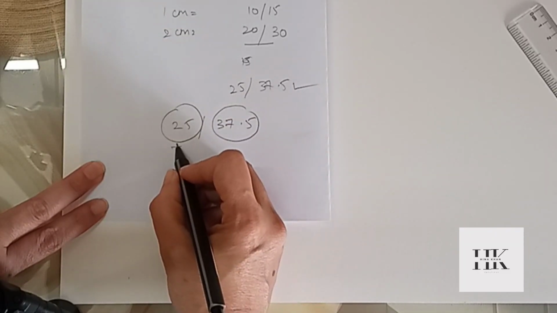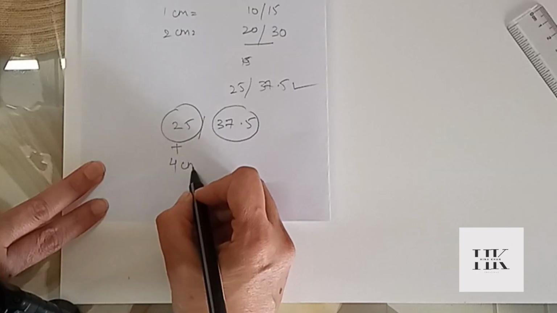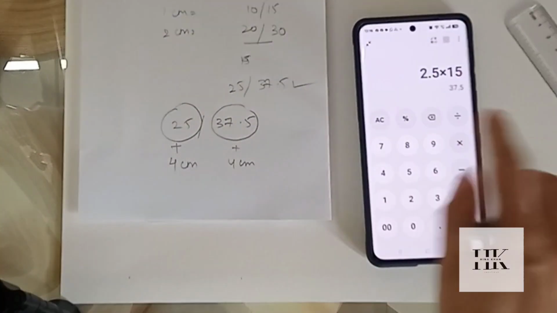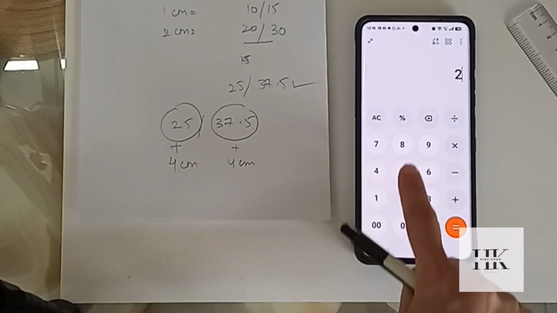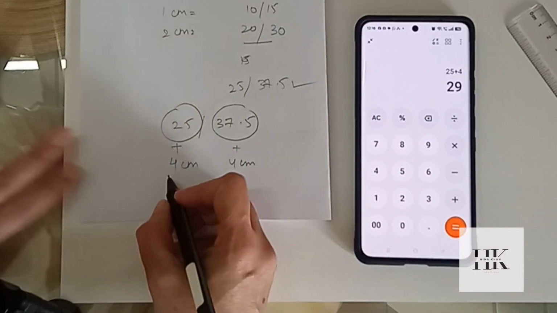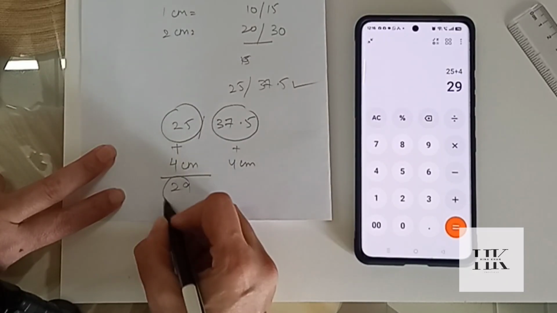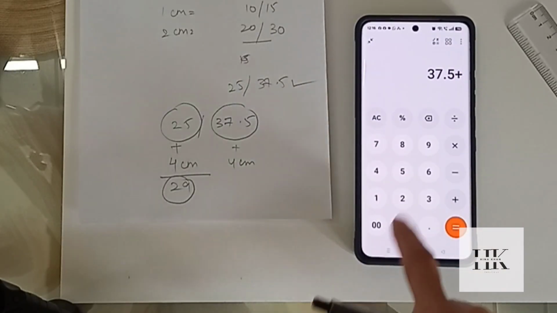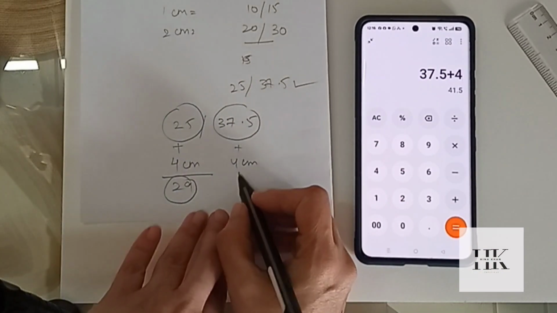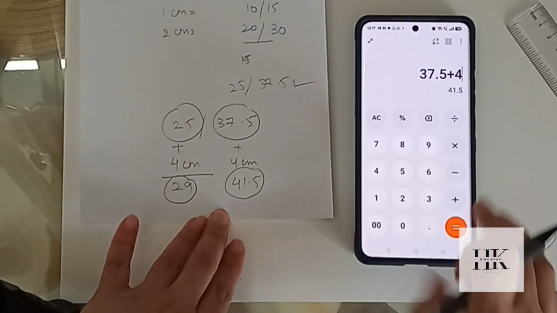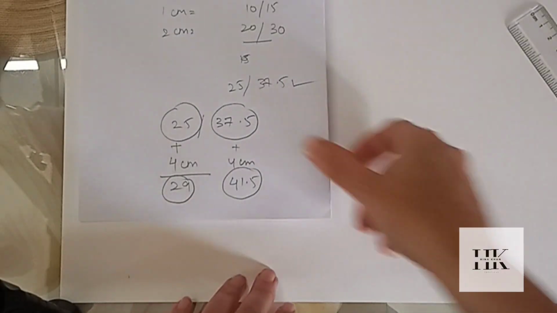So after getting this dimension, I will add 4 centimeter to it and will get the final length and the final width. So on adding 4 centimeter to 25, I'm getting around 29 centimeters. And when I'll add 4 centimeter to my 37.5, I'm getting around, say, 41.5 centimeters. After getting the final dimension, I'm going to again mark this dimension on the paper.